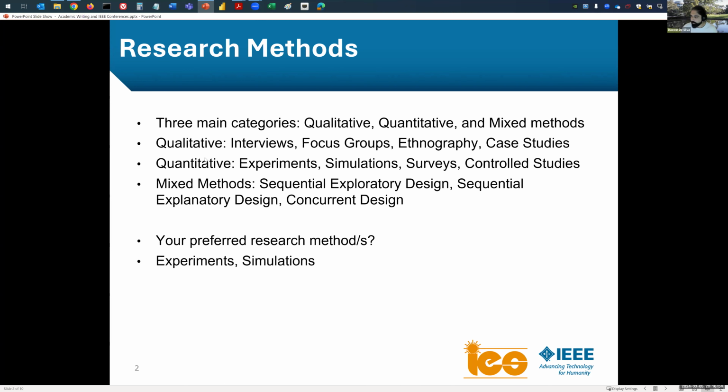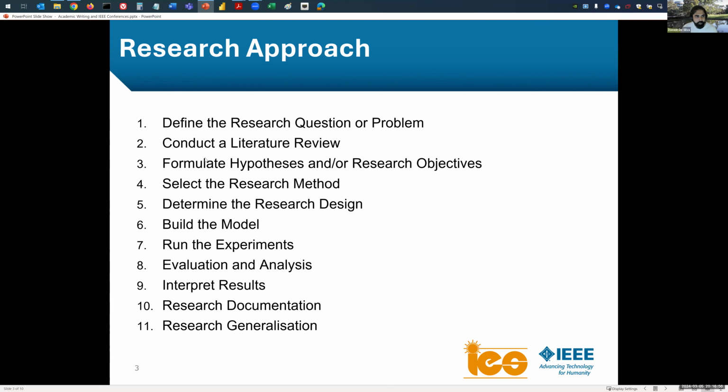Okay, so I think we need to understand and appreciate this. Once you've determined a research method, there has to be a research approach. So how do we go through the research process and reach the outcomes that we desire? Since you've already started the hackathon, you are following a cut-down version of this, but this is your formal research approach. Start with a research question or a problem.